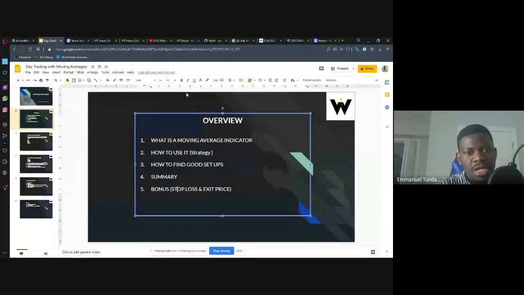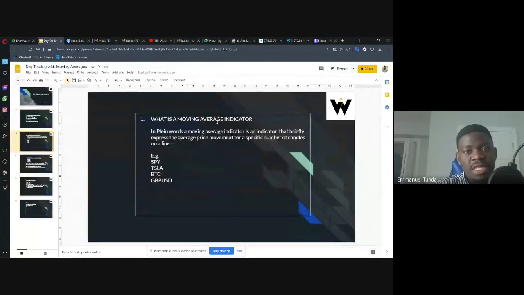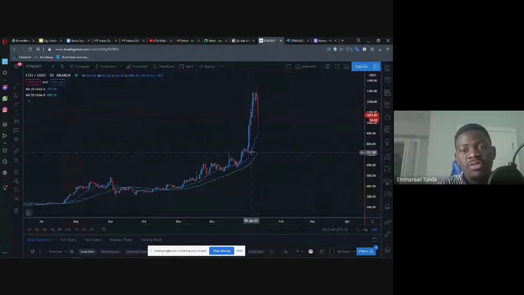So let's dive right into it. In terms of what the moving average indicator is, if you go on Google, you're gonna get a very special definition of it, but I'm gonna put it in plain words. A moving average is an indicator which briefly expresses the average price movement of a specific number of candles in a line. So it expresses the movement of the price in a line.